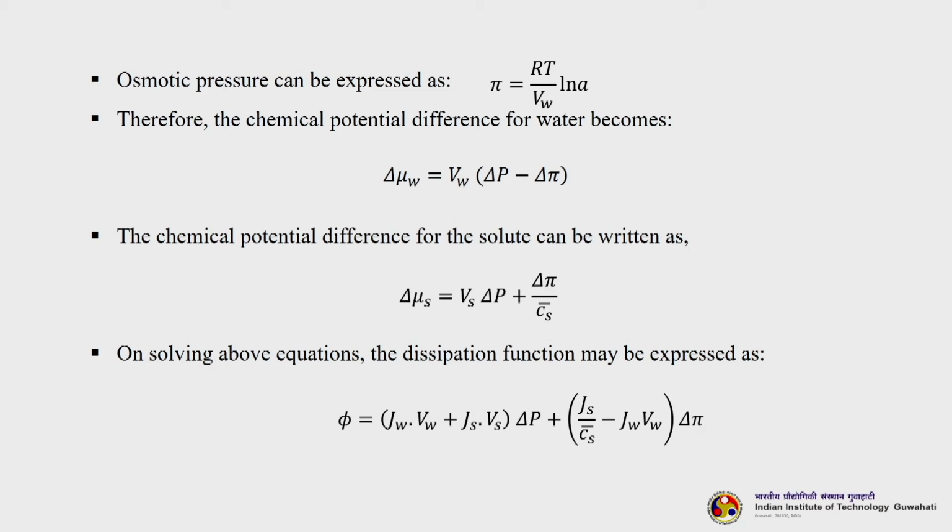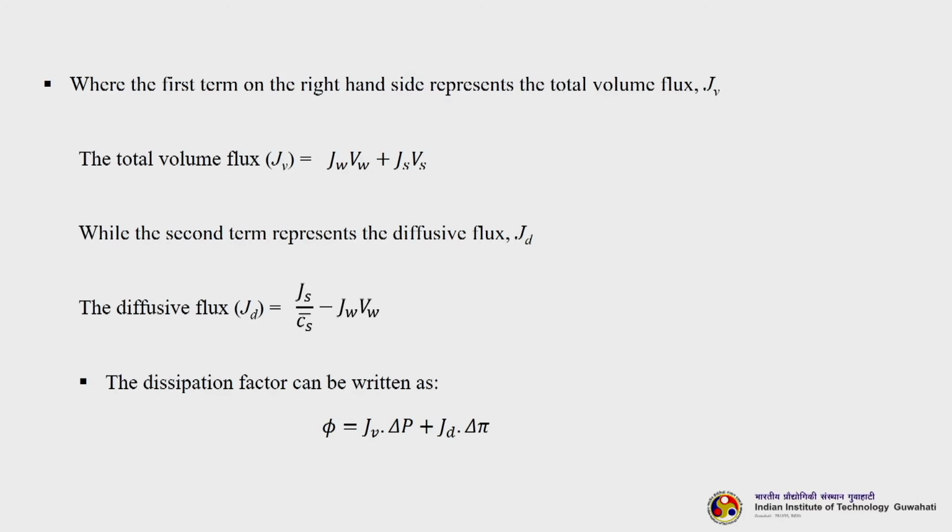The chemical potential difference for the solute can be written as Vs delta P plus delta pi by Cs, where Cs is the concentration of the solute. On solving the above equation, the dissipation function may be expressed as (Jw Vw plus Js Vs) into delta P, which is the pressure term, plus (Js by Cs minus Jw Vw) into delta pi. This is due to the osmotic pressure.